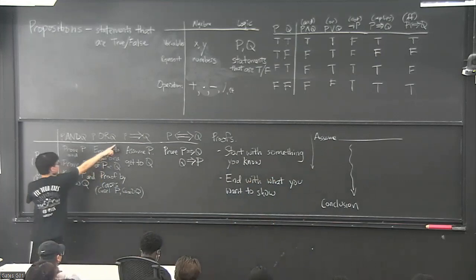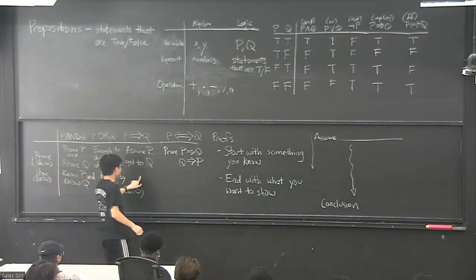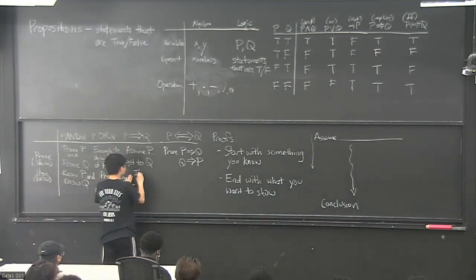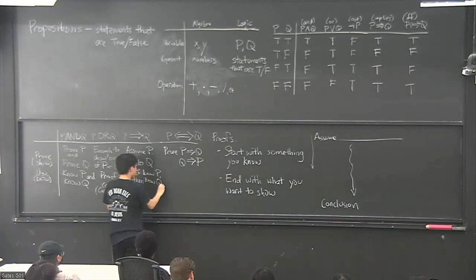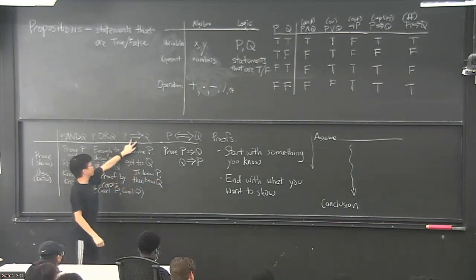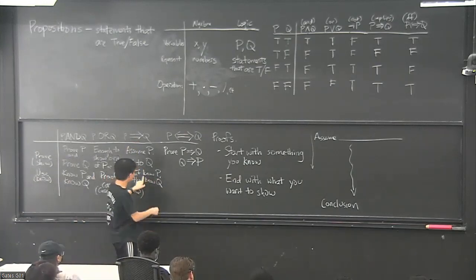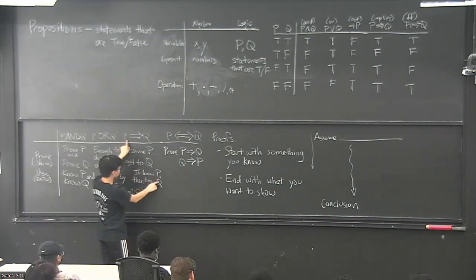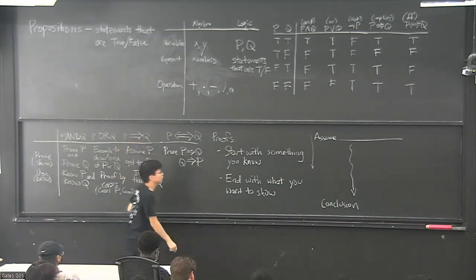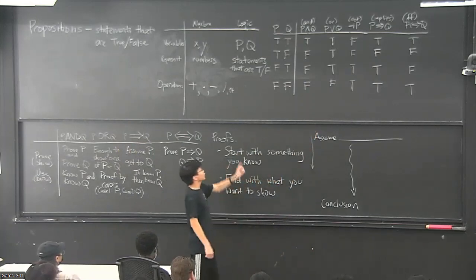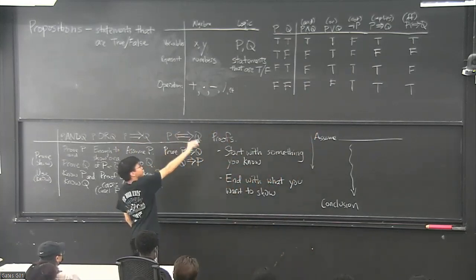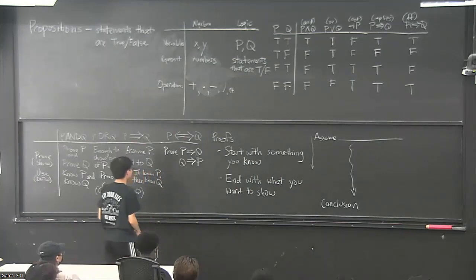To use P implies Q: if you know this if statement is true and you know that P is true, then you automatically guarantee Q is true. That should be clear from the table. If you know P implies Q is true and you know P is true, you have to be in the top row where Q is also true.